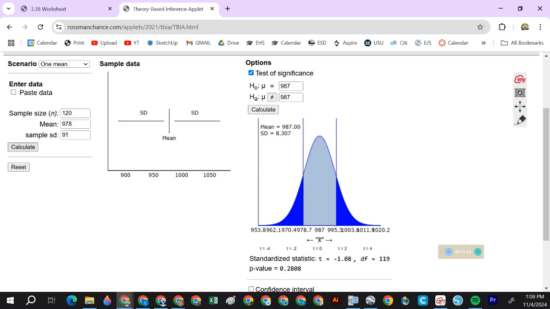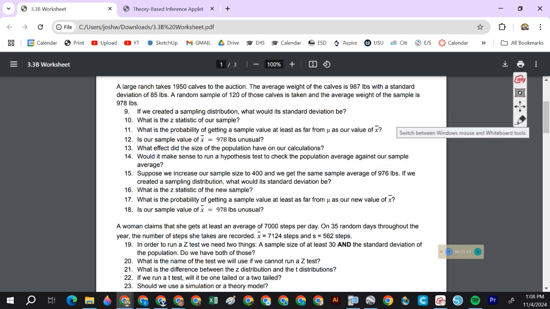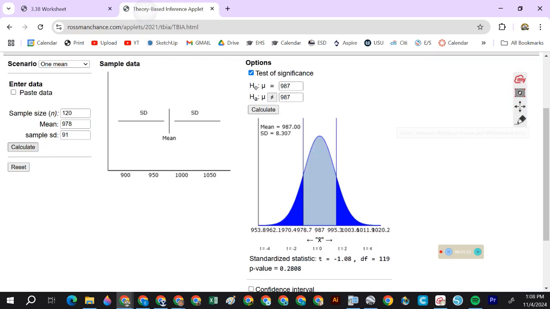Oh, but this question asks at least as far, right? So 11 asks, what is the probability of getting a sample at least as far? So I do need to change this to less than. And you see I get a statistic of negative 1.08, and I get a p-value of 14%. Okay, but notice it doesn't call it Z. That's going to come up in a minute. It called it T.